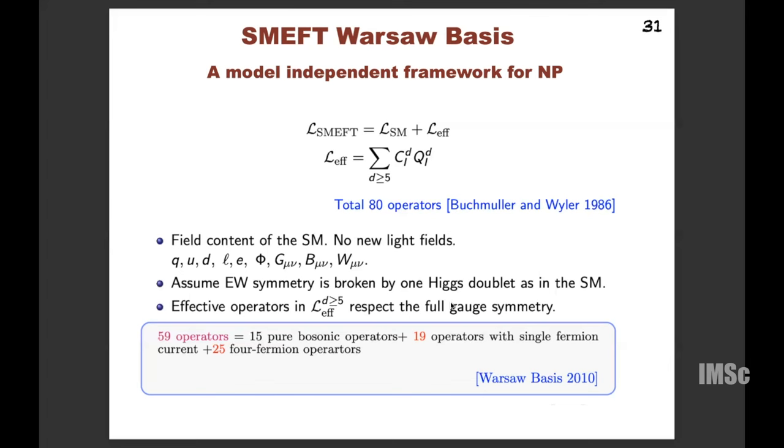Because Buchmüller and Wyler, if I remember correctly, had already used equations of motion. They knew all these things. They tried to do it, but I think they somehow skipped something, the Fierz identities. This is a simple thing. But now it is very popular to use the Warsaw basis.